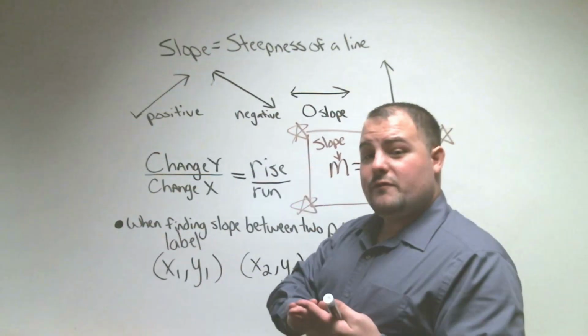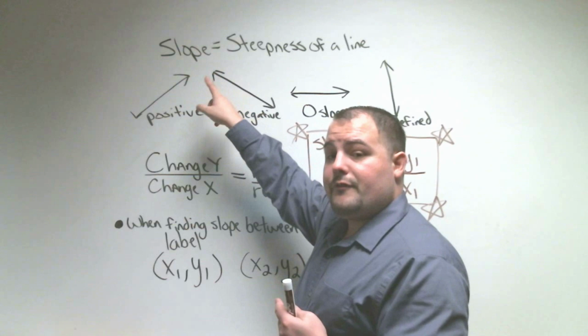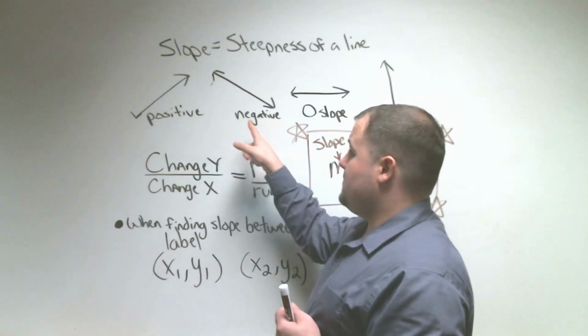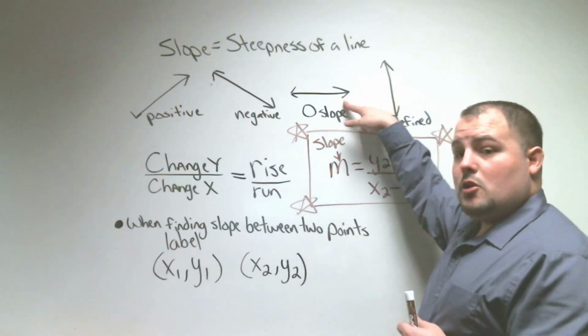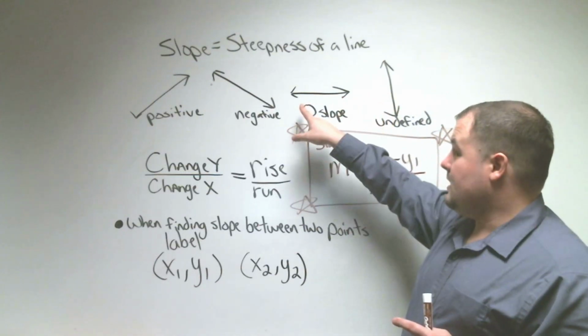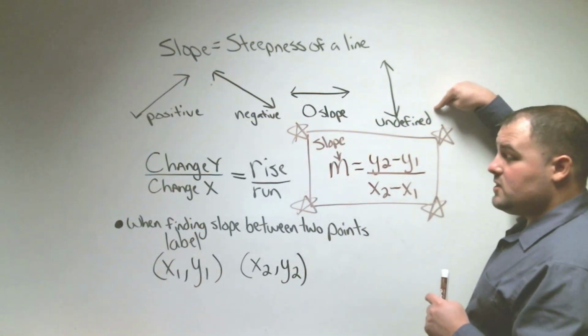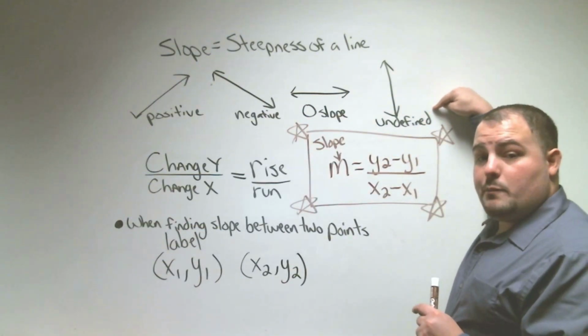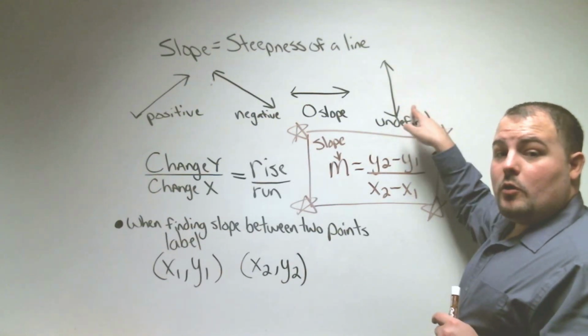We have 4 different types of slopes. We have a positive slope, and a positive slope goes up from left to right. We have a negative slope, and a negative slope goes down from left to right. We even have a slope that doesn't go up or down. That's called no slope or zero slope. And the last one here is an undefined slope. An undefined slope is a slope that you can't tell whether or not it's going up or down.